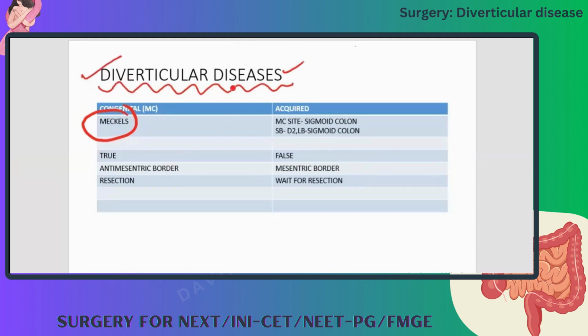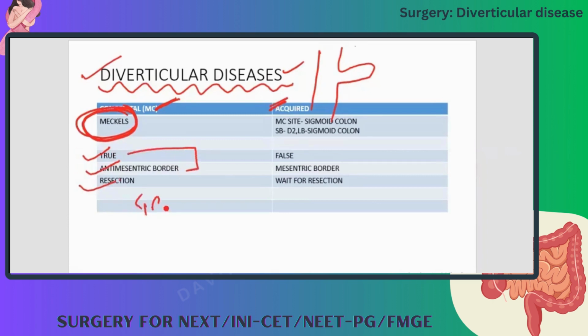So diverticular diseases. Diverticulum is just a small outpouching of the bowel. Congenital and acquired, two types are there. Congenital is the most common. Example of congenital diverticulum is Meckel's. It is a true diverticulum. It arises on the anti-mesenteric border. Treatment is resection. So I'll explain these two.